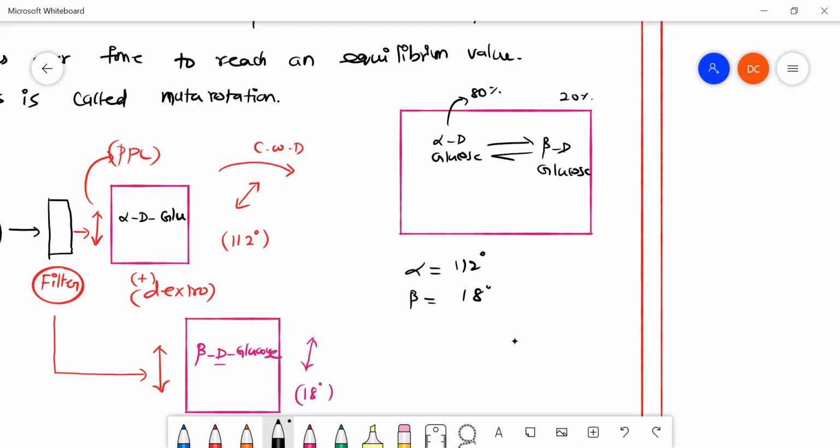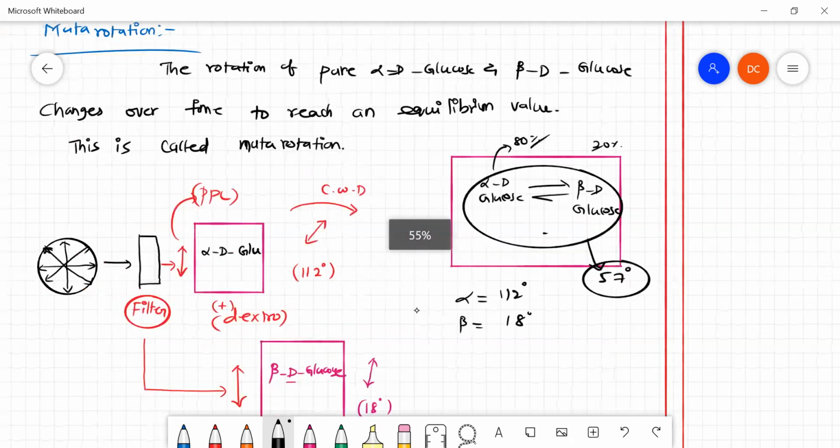But if you have this kind of composition, it may vary based on that composition. It will rotate around 57 degrees. It's not Celsius, it's a 57 degree angle. So the mixture, that means the equilibrium, rotates 57 degrees. This is called mutarotation. What is mutarotation? It takes more time to attain equilibrium.